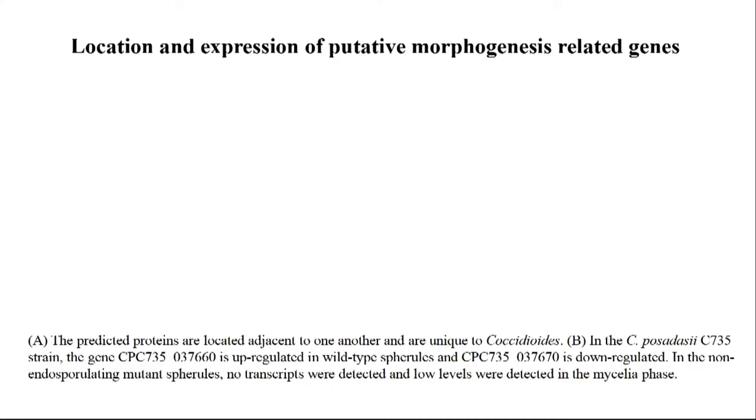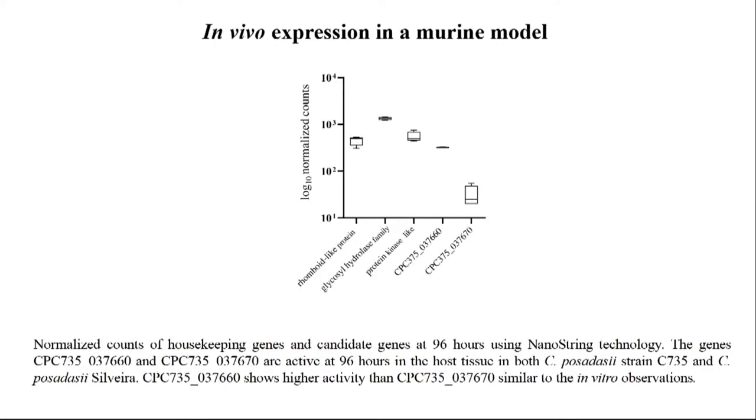So one of the genes in the wild type mycelia is expressed, but very low, and then more highly expressed in the spherule. And then if we look at the gene that's right next door, that expression profile is flipped, where we see that expression is higher in the mycelia and lower in the spherule. So hopefully we can see that pattern on the next slide.